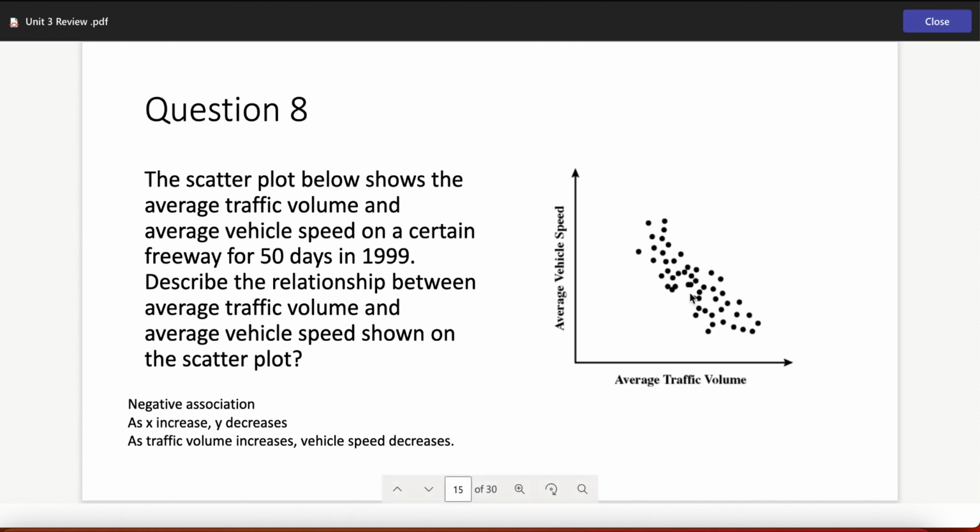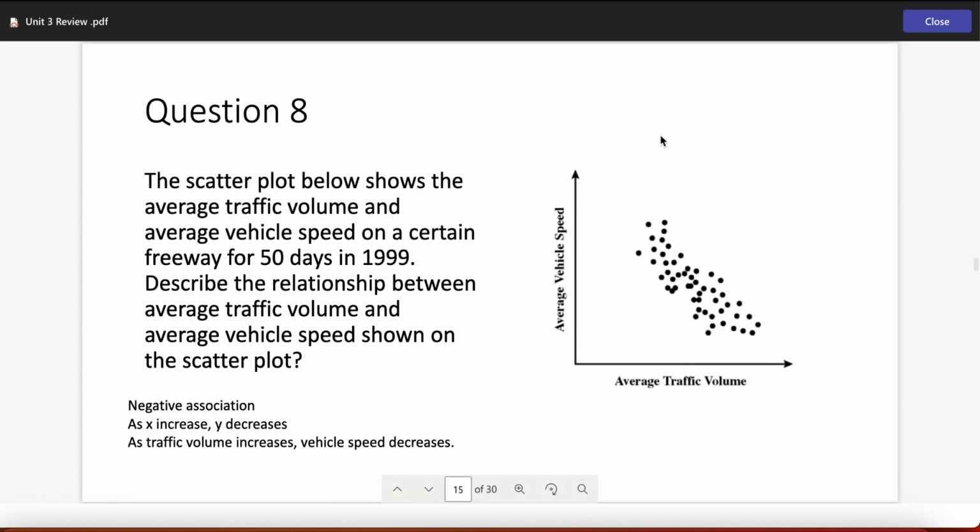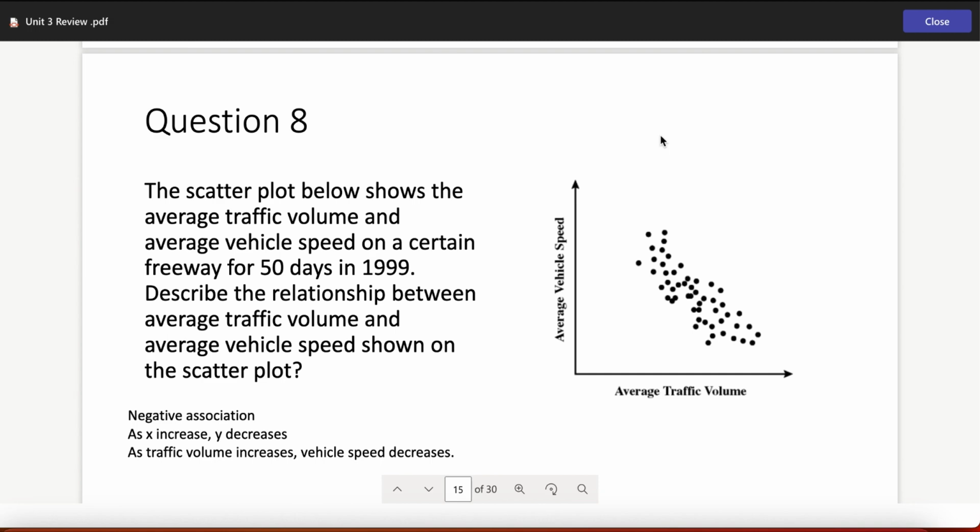So you can see that this is a negative association. It's going in a negative direction. And again, for negative, as x increases, y decreases. The x is the traffic volume, so it's increasing from here. But the average vehicle speed, shown on the y-axis, decreases because it's going in a negative direction. So it's decreasing from here, while traffic volume is increasing. Alright, so I might stop here and then I'll continue with the next one.